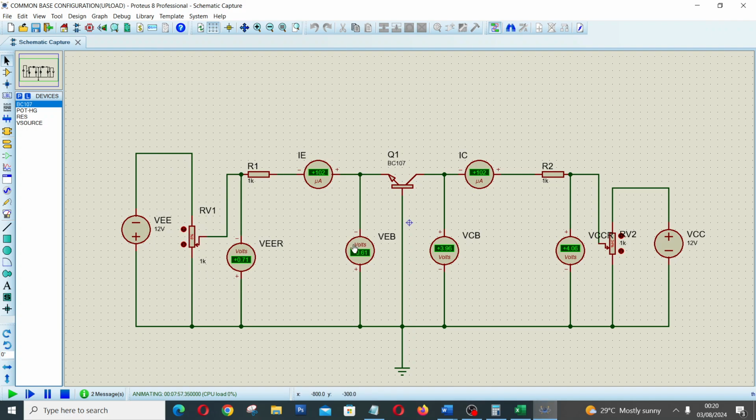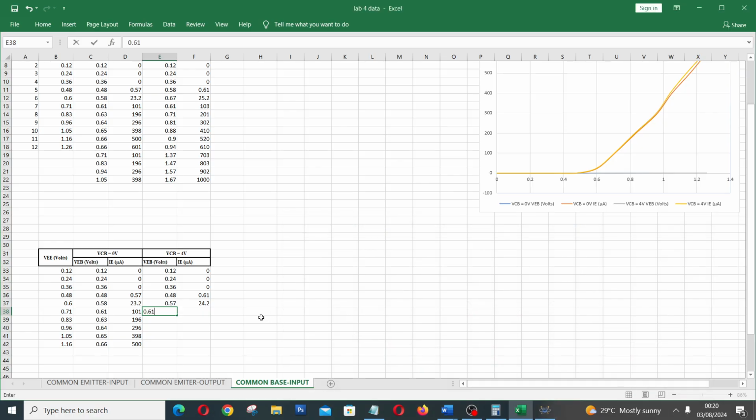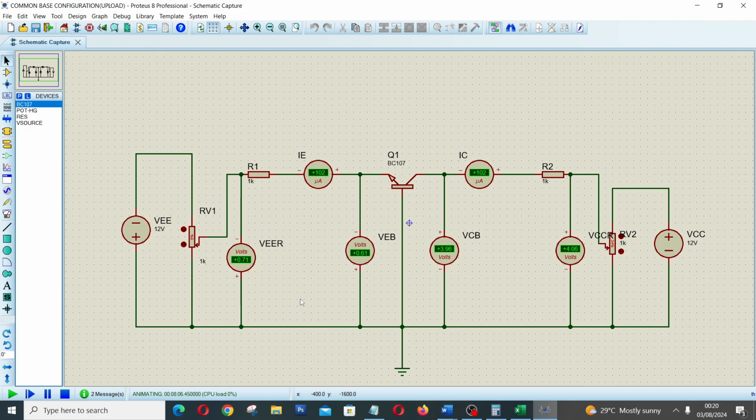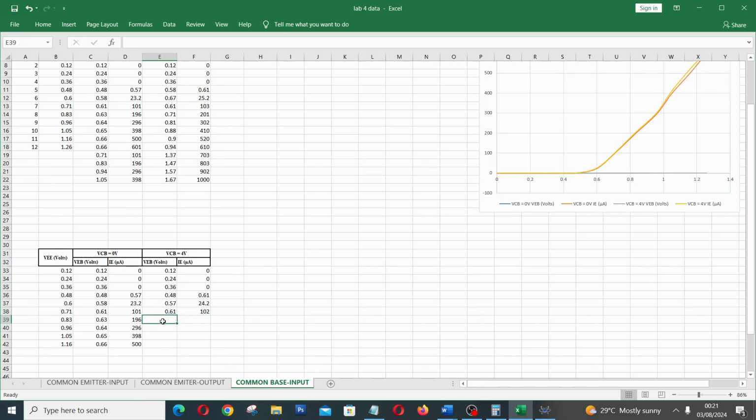At 0.71, VEB is equal to 0.61 and it's 102 microamps. At 0.83, let me adjust this. 3.96 is the closest. At 0.83, this is 0.63 and 198.